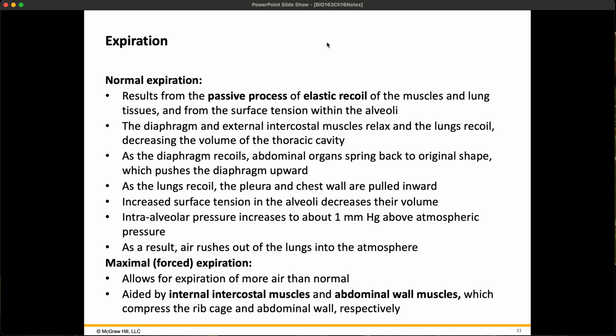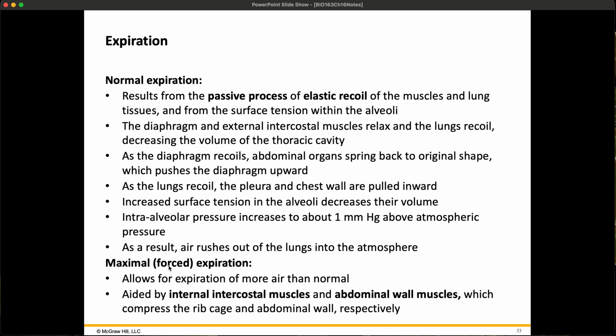All right, so expiration, that was inspiration. Expiration is different in that it tends to be a passive process. When you're just exhaling normally, while it takes muscles to inhale and open the lungs a little bit more, them relaxing is a passive process. It's that elastic recoil of the muscles and lungs going back to their original state. All the muscles start to relax, decreasing the volume of the thoracic cavity. And as that happens, it starts to go back to its normal shape. The pressure inside of the lungs starts to increase, and you exhale out.